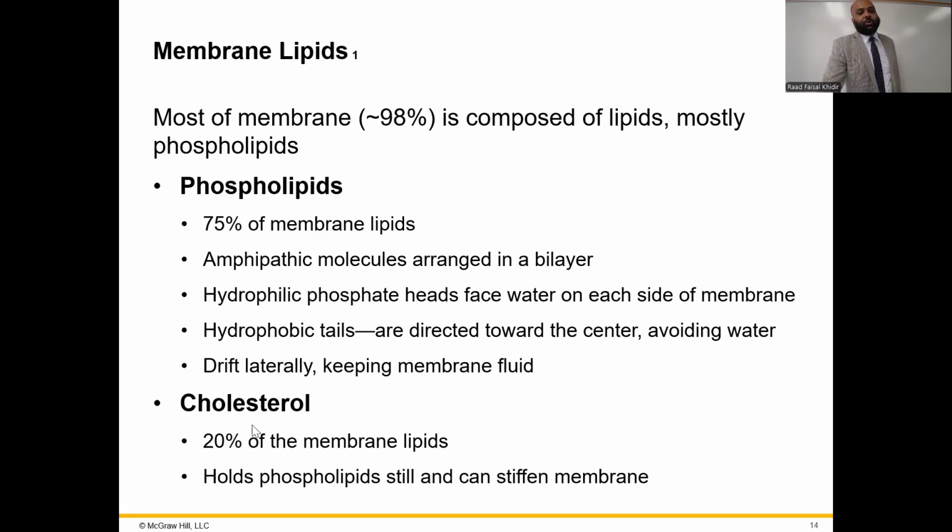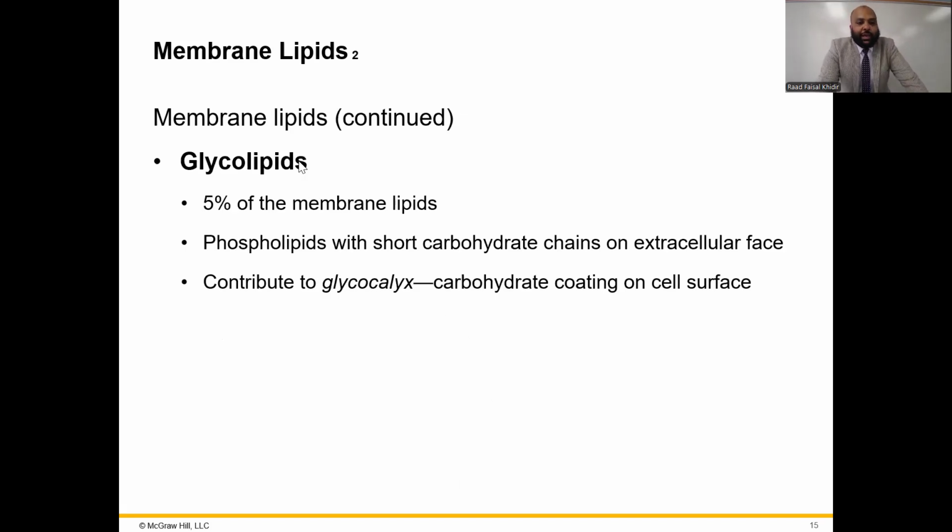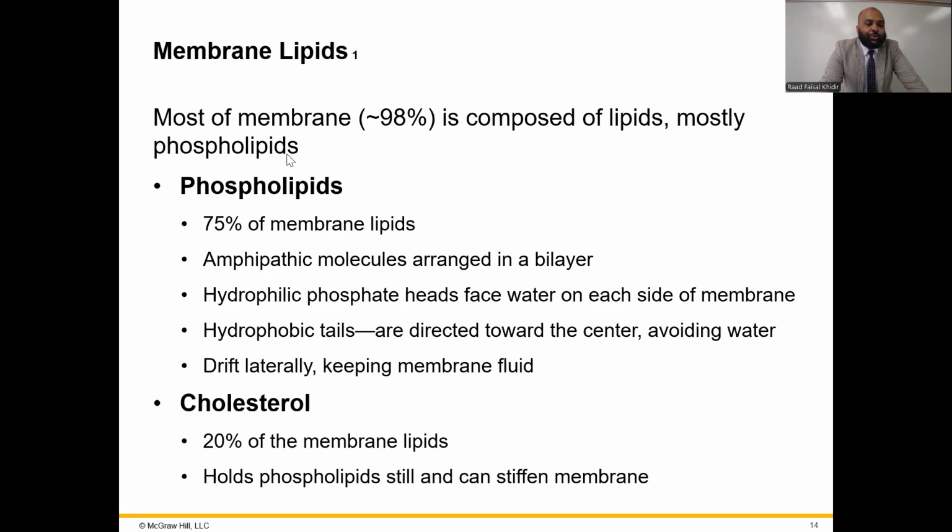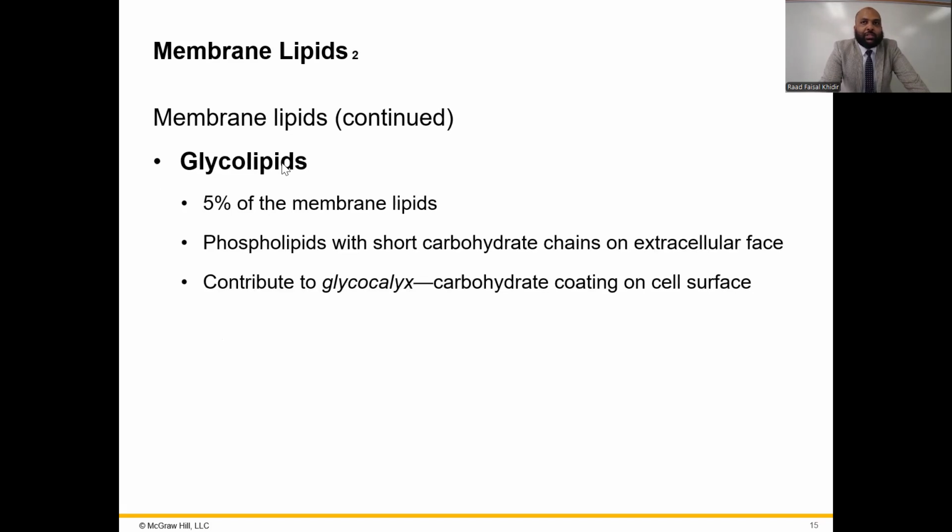What about cholesterol? Cholesterol is about 20% of the membrane lipids. It holds phospholipids still and can stiffen the membrane. Glycolipids are 5% of the membrane lipids. So we have glycolipids and we have glycoproteins. Sugar can stick to the top of the lipid in the bilayer leaflet, and sugar can stick to the top of those peripheral and transmembrane proteins.